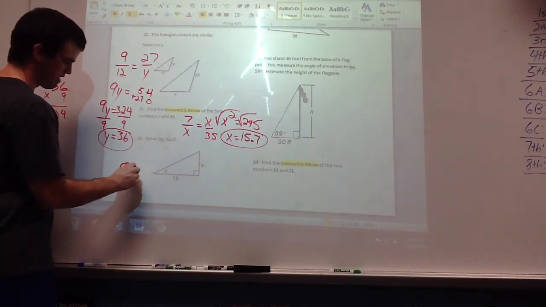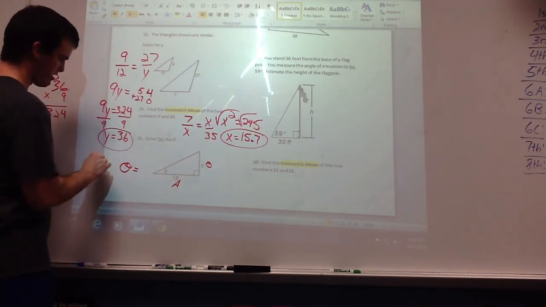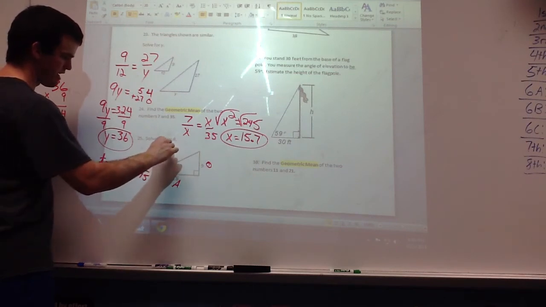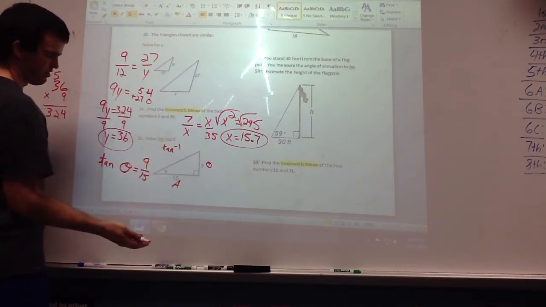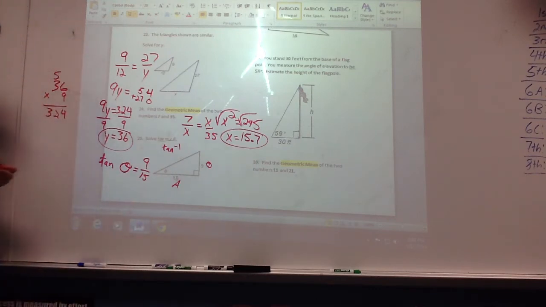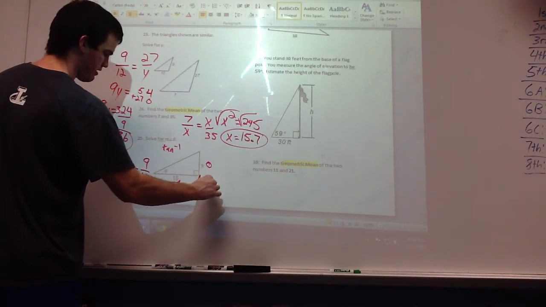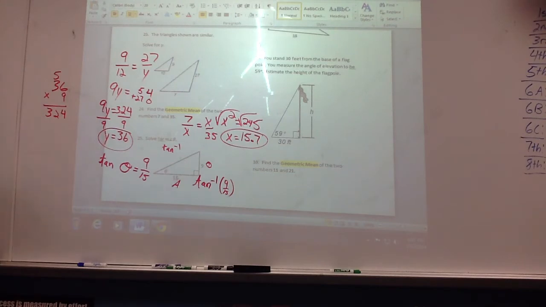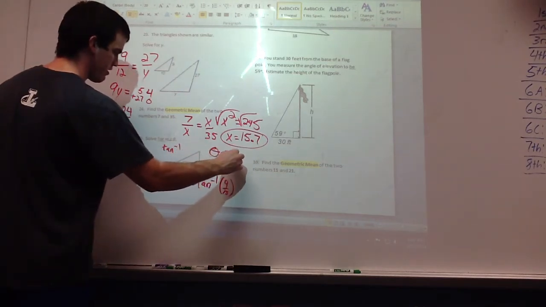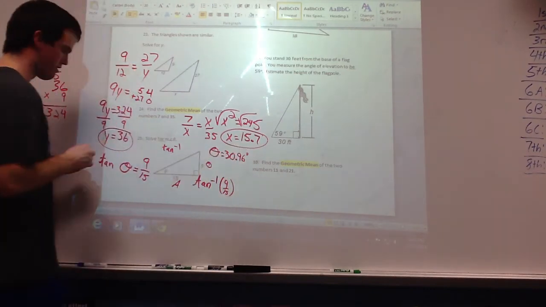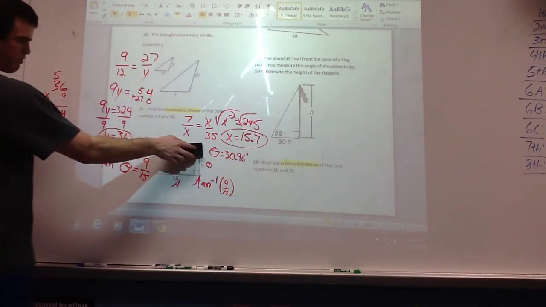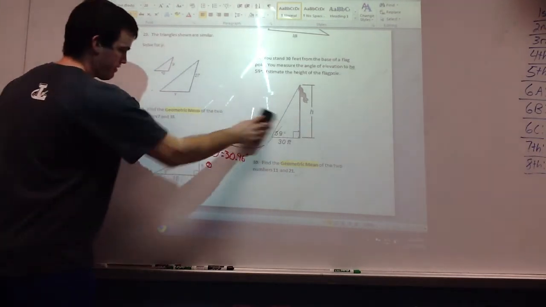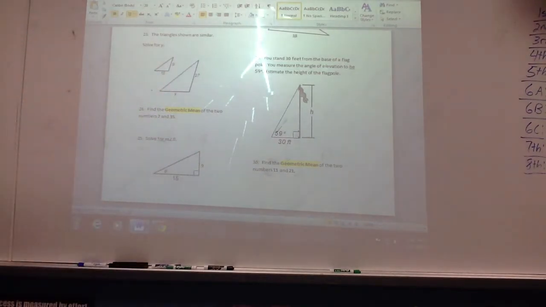Alright, number 25, solve for the measure of angle theta. So here there's my opposite and adjacent, so I need to use tangent. So tangent of theta equals 9 over 15. Remember, this is where you want to hit the inverse, the second or shift button on your calculator. So here my angle theta is going to equal tangent inverse of 9 over 15, which is 30.96 degrees. If you rounded to 31, that would be okay. So that was 25.